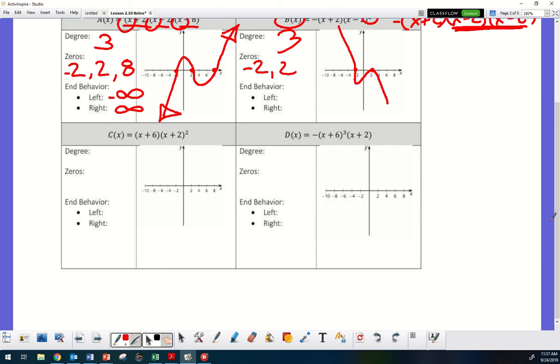Your job, right now, you are going to do C and D. Letter C, letter D.